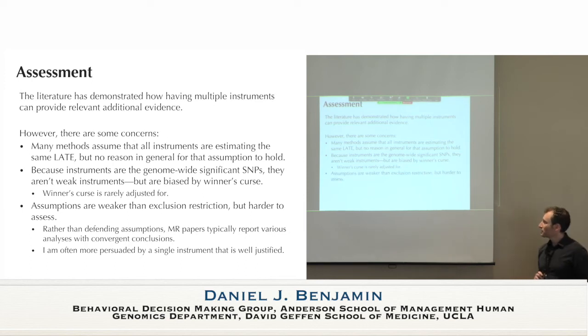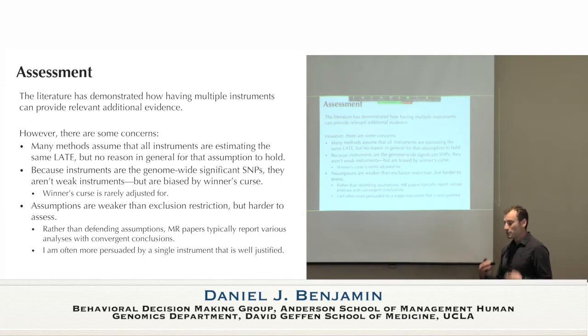And finally, and maybe most fundamentally, what makes these approaches appealing is that they don't have to rely on the exclusion restriction. They weaken the exclusion restriction. But the problem is it's hard to assess the assumption that is replacing the exclusion restriction. So what often happens in these papers is that instead of trying to defend the assumption, the papers report different kinds of analysis relying on different weakenings of the exclusion restriction. And that's nice. In general, when you have conclusions that make different assumptions that are convergent, that gives you more confidence in the conclusion.